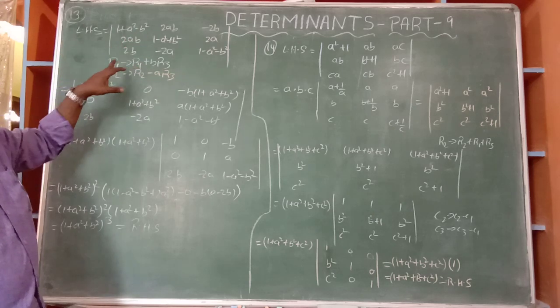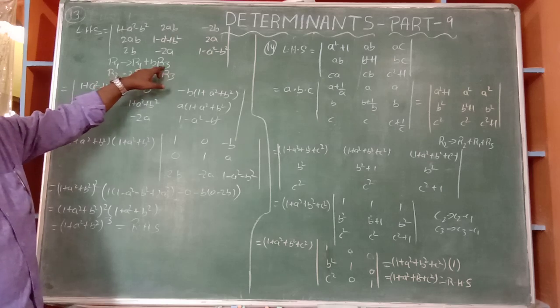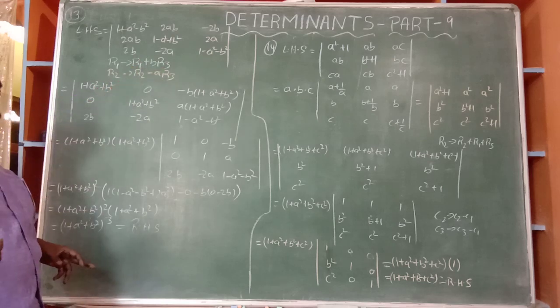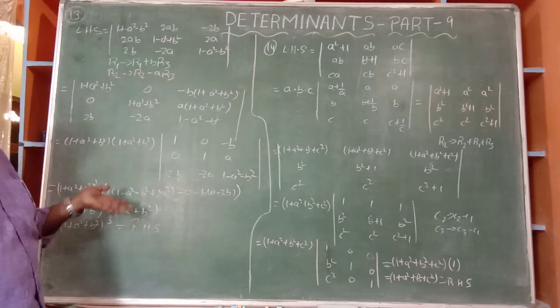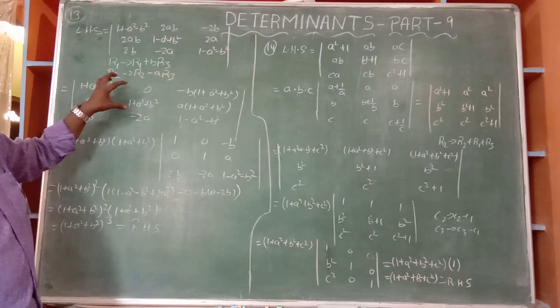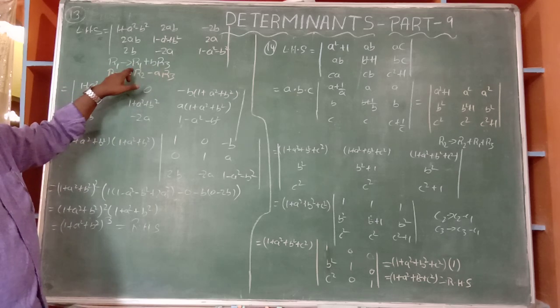The row R1 will be changed as R1 plus b into R3. Up to now, we have been applying R1 minus R2, R3 minus R1, C1 minus C2 like that. Here only, with a multiplication of b, R3 is added to R1.